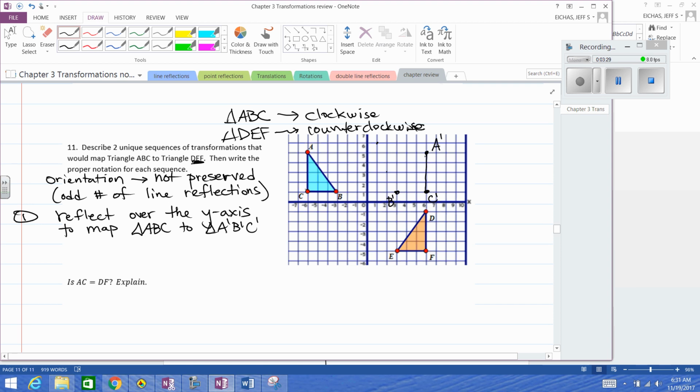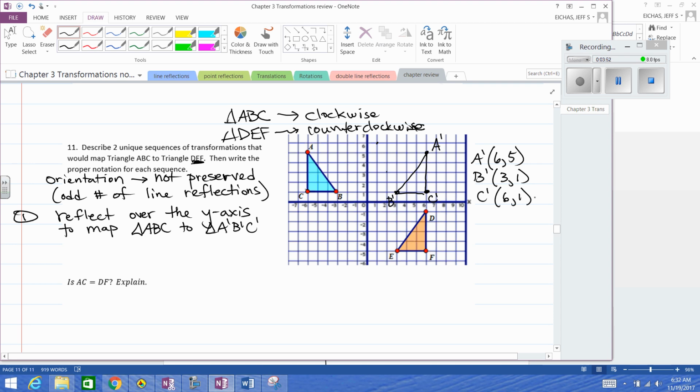Okay, so that's where we land. That's pretty nice. If you want to mention it, it can't hurt to do that. A prime is at 6, 5. B prime is at 3, 1. And C prime is at 6, 1. Okay? It's good to identify that.